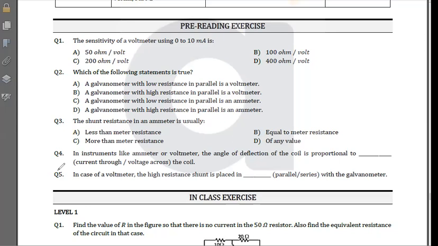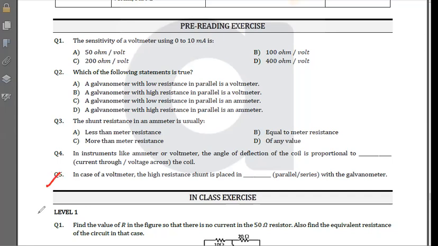Fourth one. In an instrument like an ammeter or voltmeter, the angle of deflection of a coil. Now, this is logical reasoning, right? I have already explained this to you. Correct, very good. It is current. It is the current through the coil. The deflection depends on the current through the coil.